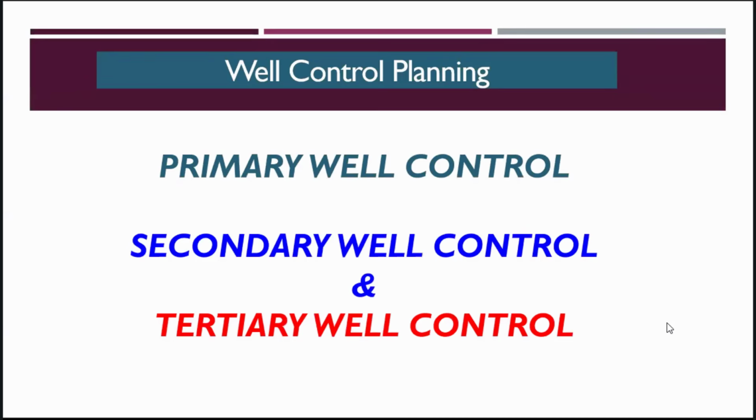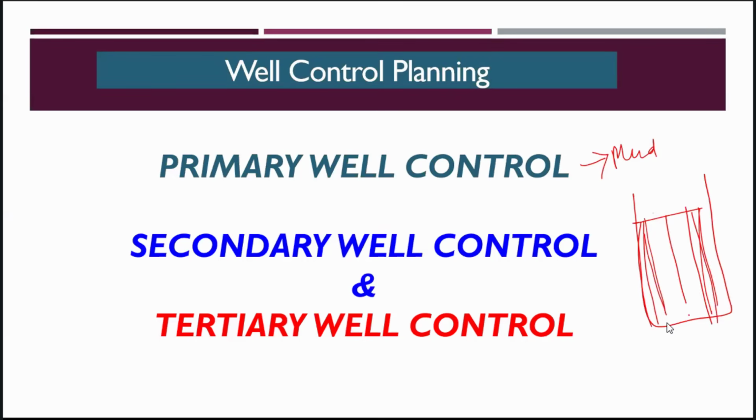Now, how to control the well? There are different methods to control the well: primary, secondary and tertiary. Primary means the first line of defense, which is our mud. Mud is our first line of defense. When we are drilling, this mud hydrostatic is balancing our formation. But if for any reason this hydrostatic pressure is reduced and it is unable to balance the formation and we get a kick, then we use the secondary well control.